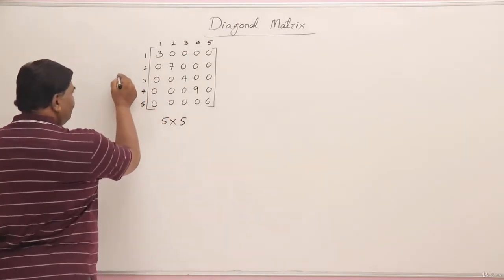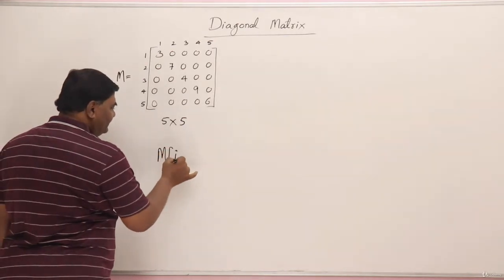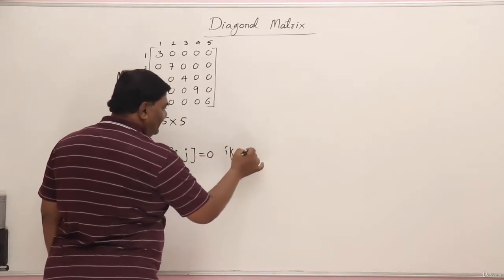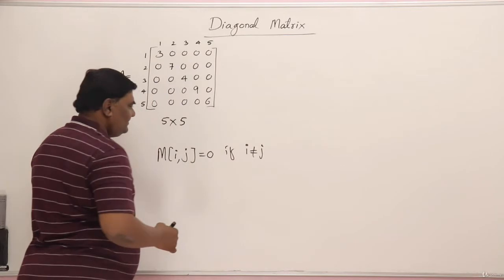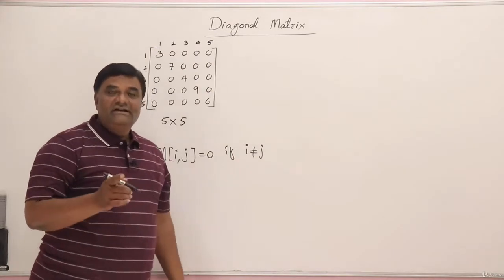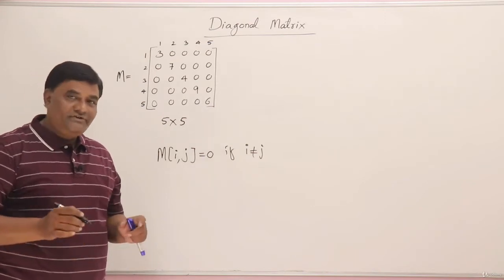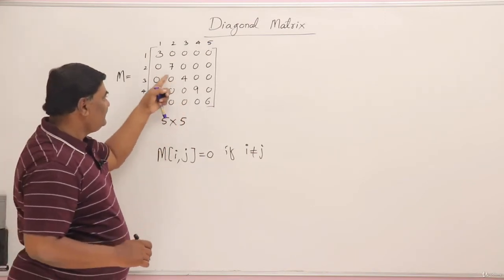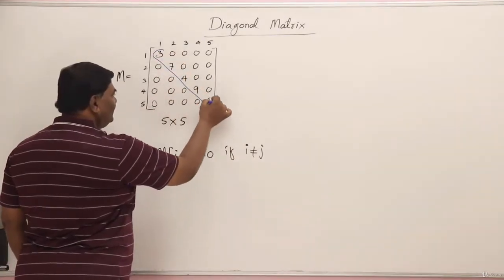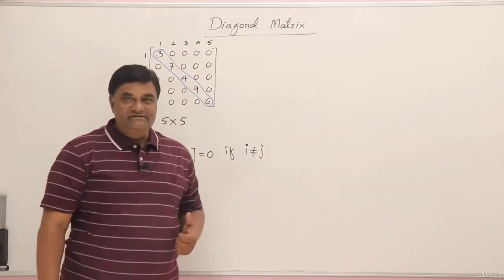See, if this is a matrix M, then M of ij is 0 if i is not equal to j. M of ij should be 0 if i is not equal to j, then it is a diagonal matrix. If they are equal, then the elements may be 0 or non-zero. We don't bother about that. We bother about the rest of the elements. All these elements must be 0, and these elements are 0. So these elements are non-zero elements, rest of the elements are zeros. So I have given a definition of diagonal matrix.